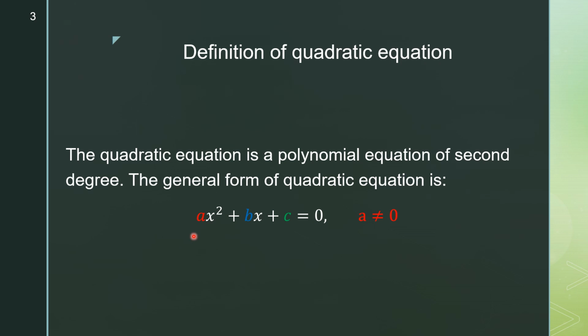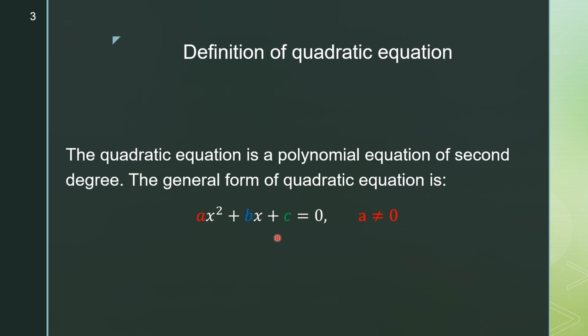Now this equation is called quadratic equation because it consists of 1, 2, 3 terms on the left side. The right side equals 0. Now the first term is a number a multiplied by x squared plus another number b multiplied by x plus c. So a, b, and c are real numbers.